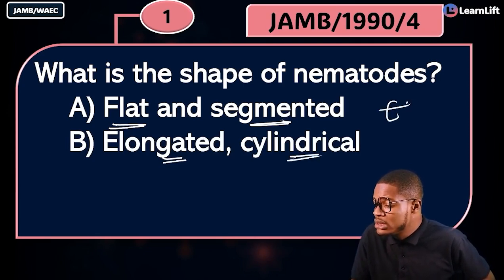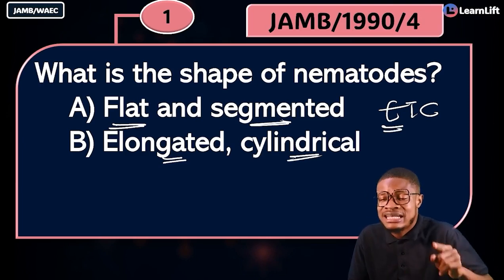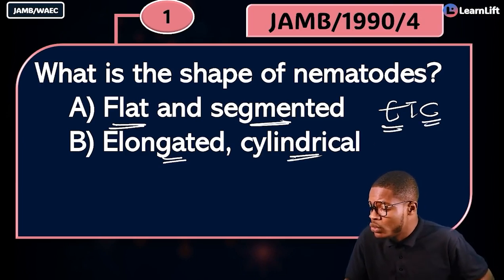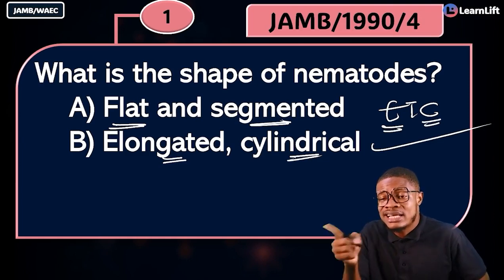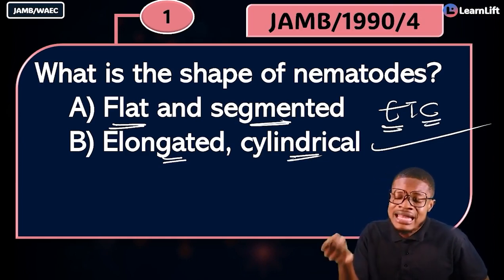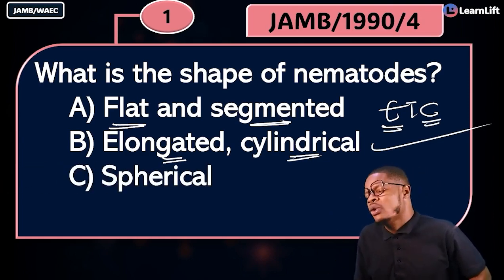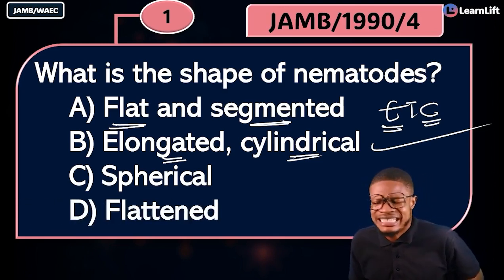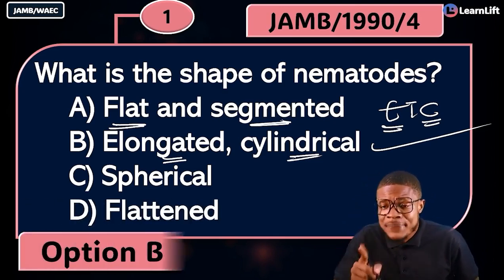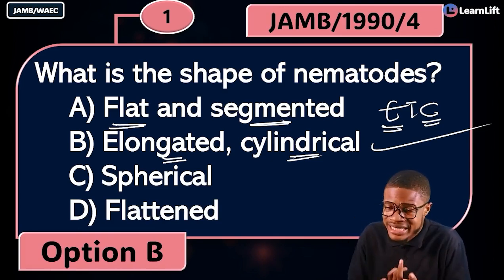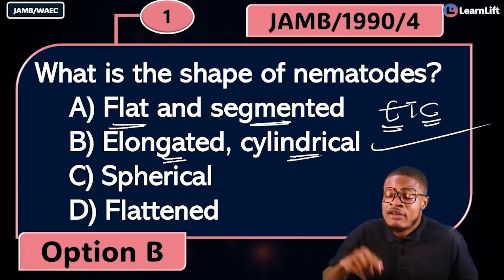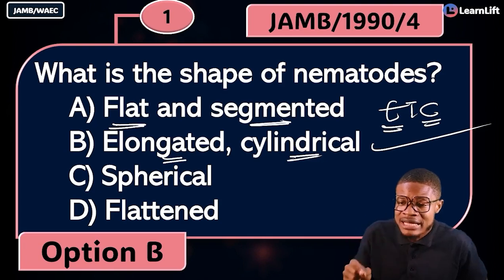Always remember your ETC for your nematode. Nematodes are elongated, rounded in their transverse diameter or section, and cylindrical in shape. So option B is making sense. Elongated and cylindrical. Oh yes. Option C says they are spherical. No. Option D says they are flattened. No. What is the answer? Option B is the correct answer. They are elongated as well as cylindrical.